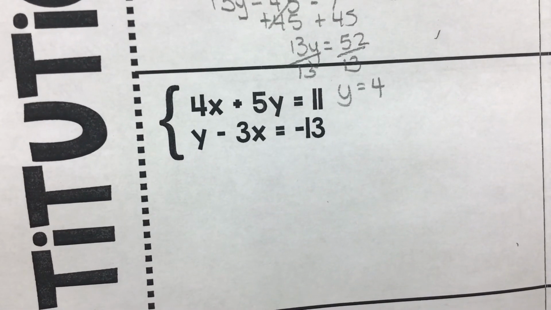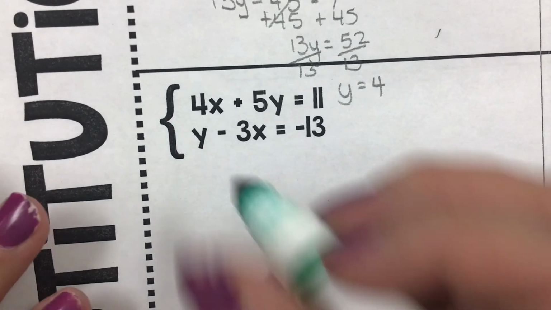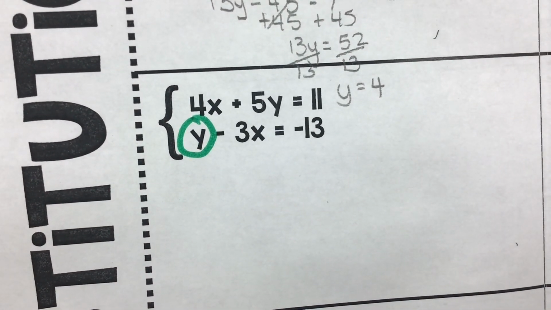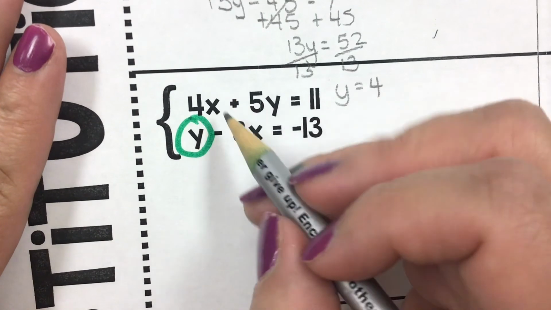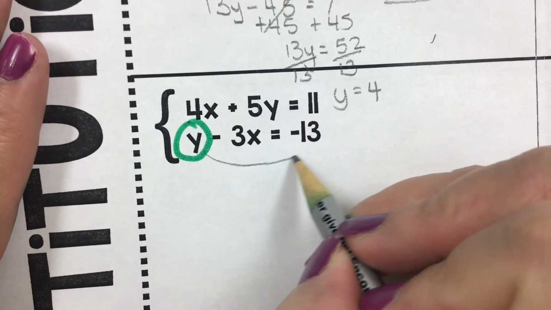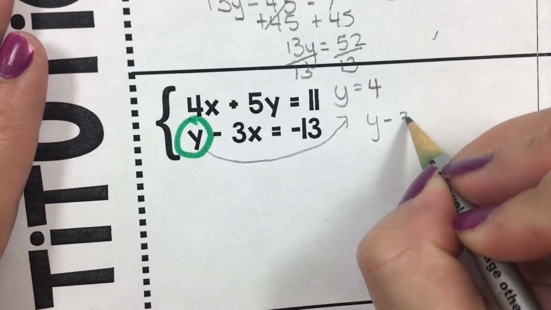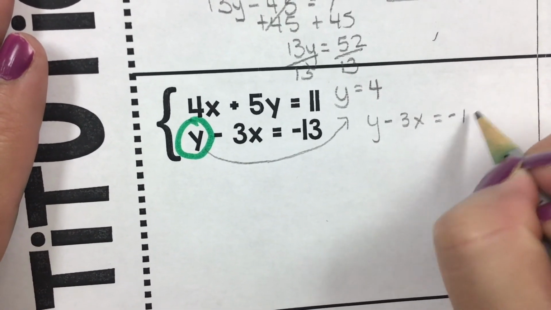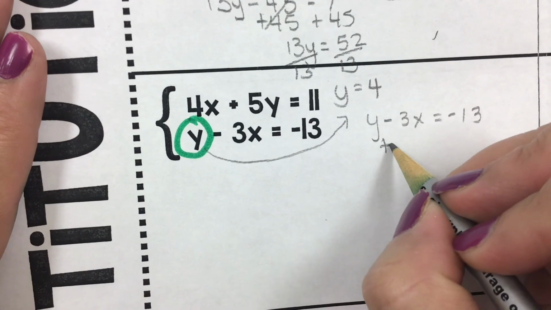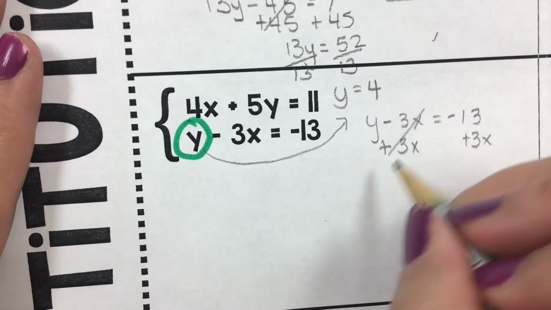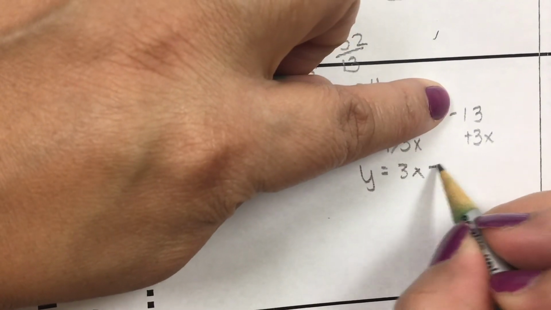All right, so take a look. Which variable would you solve for? I'm going to solve for the y. It's the only one without a coefficient. But like I mentioned before, any variable that you solve for would work out. So I have y minus 3x is equal to negative 13. So to solve for y, I'm going to add 3x to both sides. Y is equal to 3x minus 13.